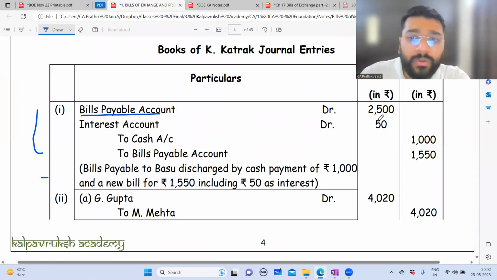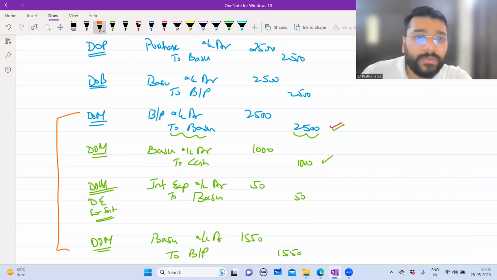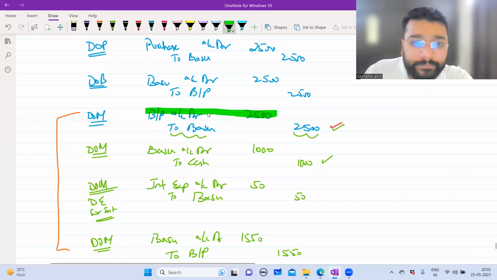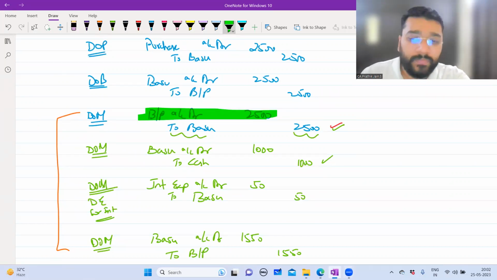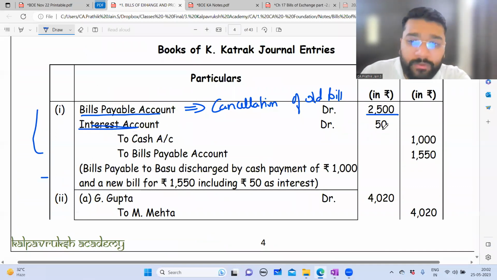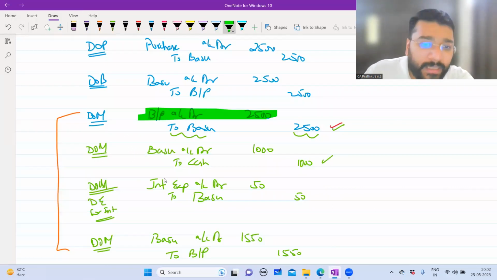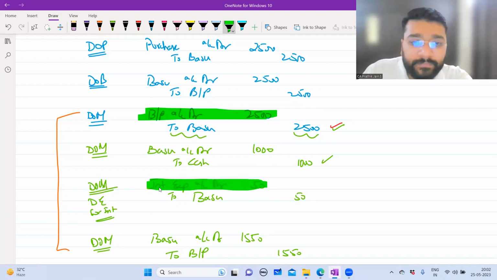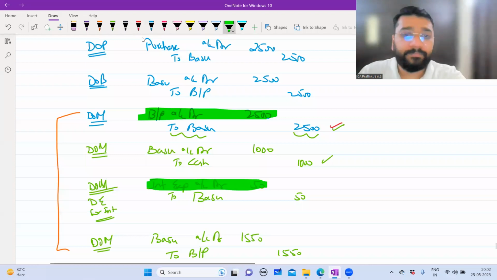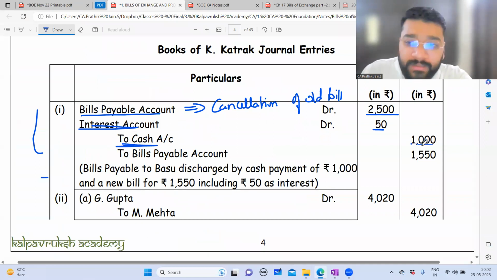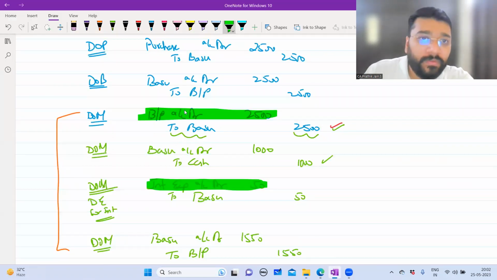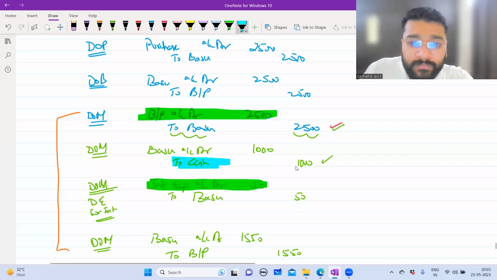Here, bills payable account 2,500 is debited. This is nothing but cancellation of the old bill. Are you able to follow? So they have recorded this. Then interest account 50 rupees they have debited. Guys, any problem? No, sir. To cash 1,000 rupees.